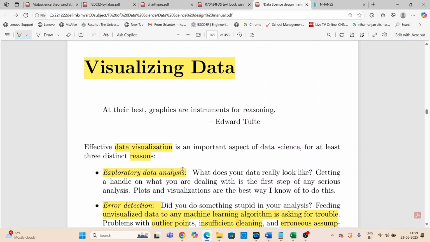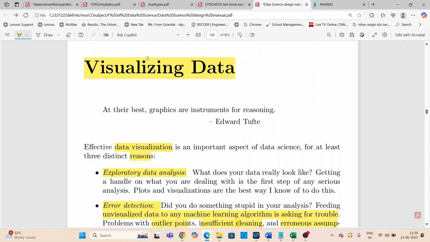Today we'll be speaking about visualizing data, and data visualization is a topic which relates to data science students, or students who are having data science as a subject.